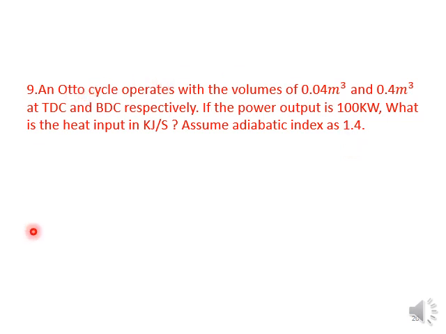In this problem, it is very important to note that they didn't give the stroke volume or the clearance volume directly. They mentioned the volume available at TDC and BDC. So we know where the TDC and BDC positions are. In the last class we discussed that TDC is the top dead center, which is nearer to the cylinder head, and BDC is the bottom dead center, which is nearer to the crank. So the volume left between the cylinder head and the TDC position is called the clearance volume.